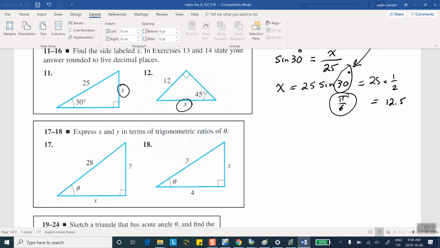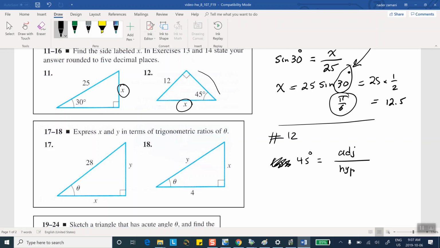This is the hypotenuse that's missing. So, for example, we can say this is number 12. We can say cosine of 45 degrees is equal to adjacent over hypotenuse. Well, actually, the adjacent is here. This is not going to help me, so I'm going to change this to sine instead. And this obviously is going to be the opposite, okay? So this is sine of 45 degrees equal to opposite.